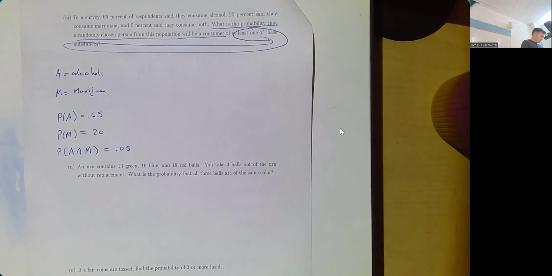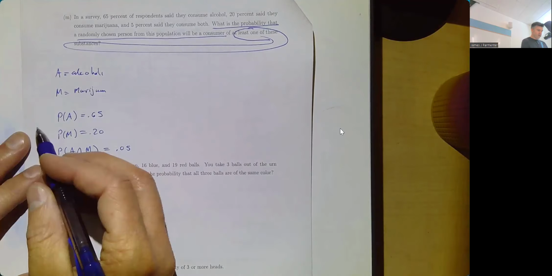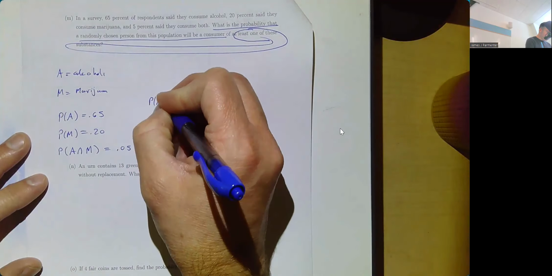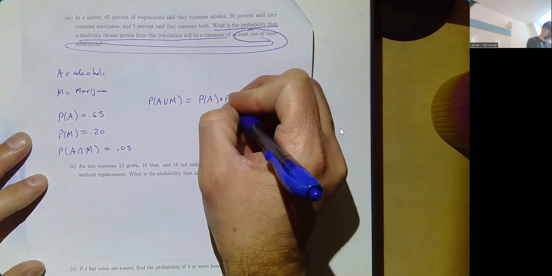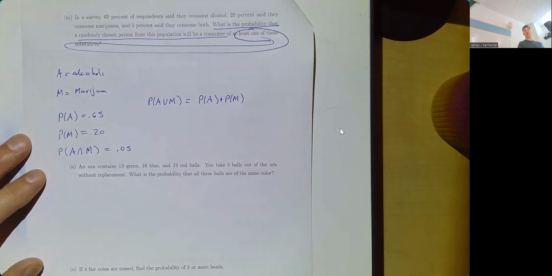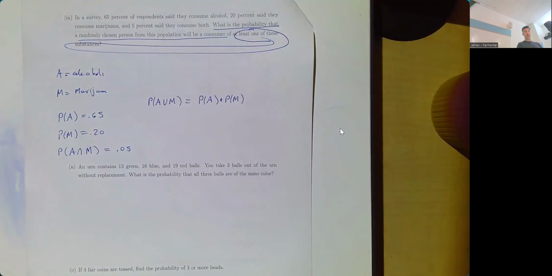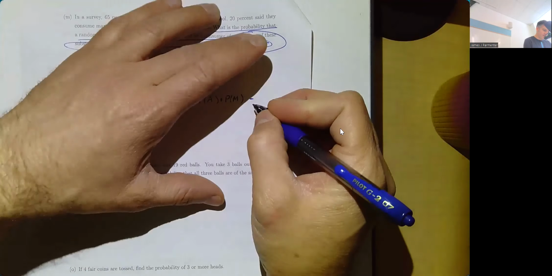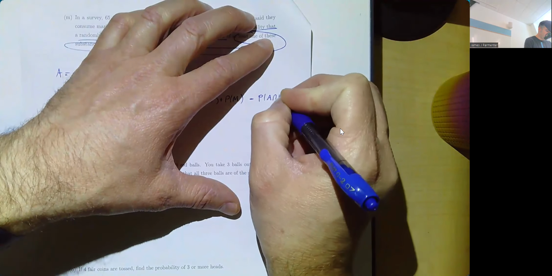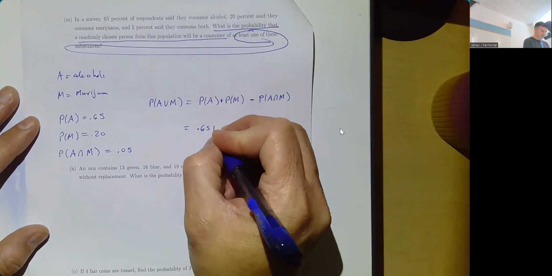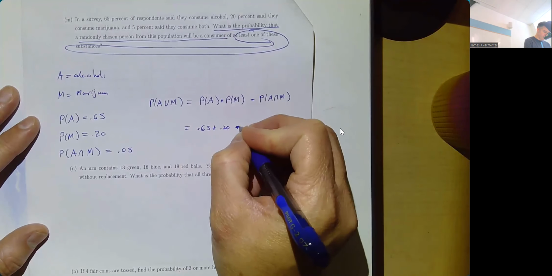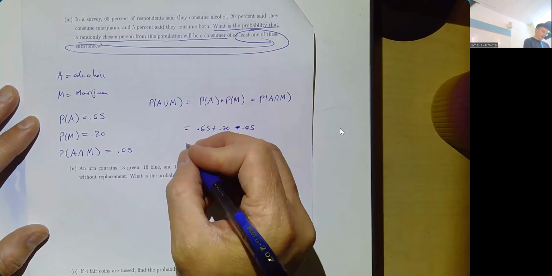So to answer this question, the probability of A union M is the probability of A plus the probability of M, and then you have to subtract the probability of the intersection because you've double counted the overlap. You counted the overlap when you counted all of A, and you counted it again when you counted all of M. So we have to subtract off the overlap. This is called the inclusion-exclusion principle. So 0.65 plus 0.20 minus 0.05 is going to be 0.8.